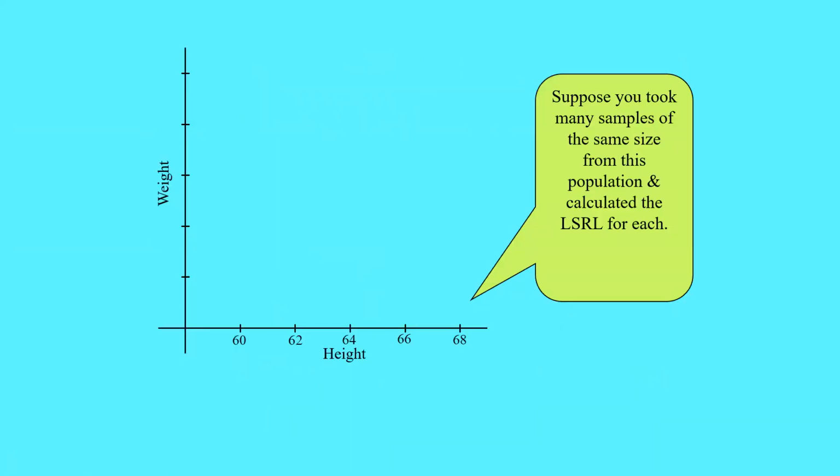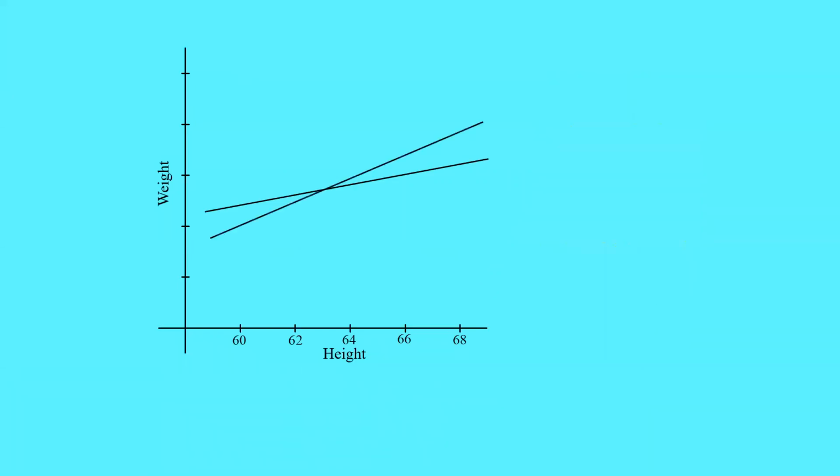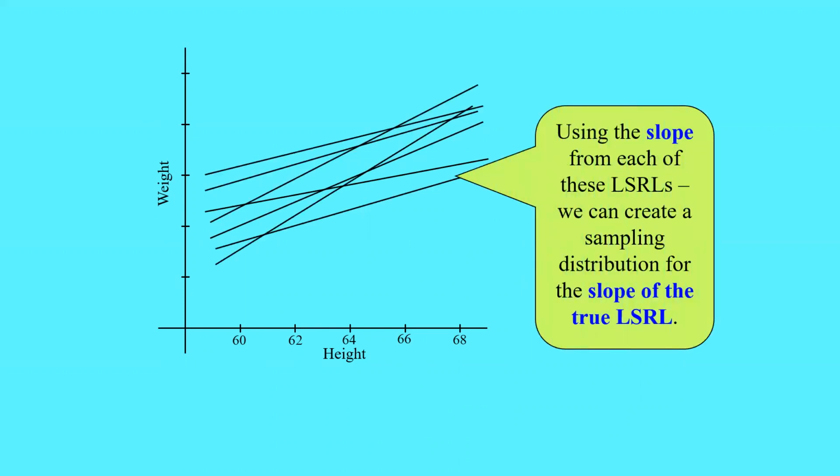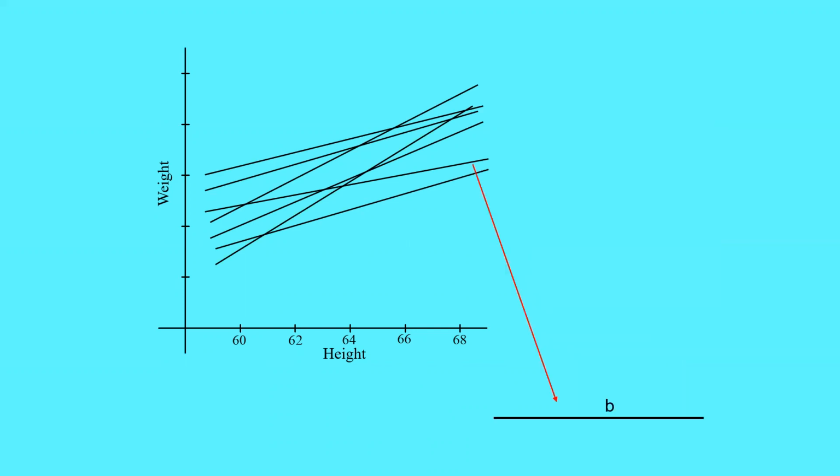Okay, so say we have a graph of our height versus our weight. Suppose we took many samples of the same size from this population and we calculated the least squares regression line for each. Using the slope from each of these least squares regression lines, we can create a sampling distribution for the slope of the true least squares regression line. So we're just going to graph the slope of each of those lines, least to greatest.